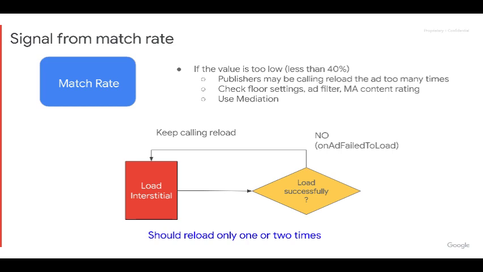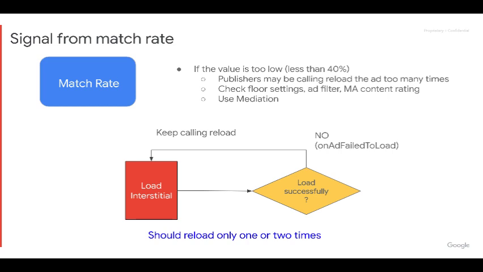So what should you do if you have low match rates? If the value is too low, which is less than 40%, here are some of the reasons or causes for that. One is you might be calling reload the ad too many times. Remember that you should only reload once or twice. So that's usually the general cause for having a low match rate.